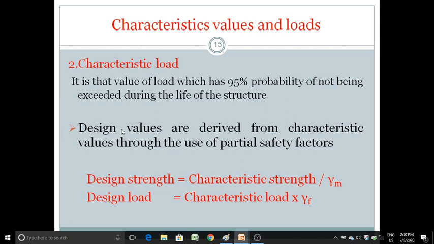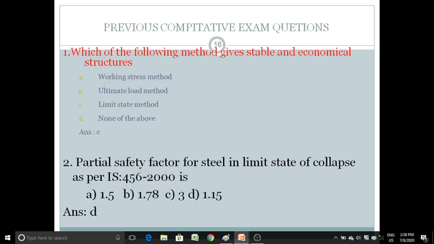Generally, these design values are derived from the characteristic values through the use of partial safety factors. That means the design strength of a material is the characteristic strength divided by the partial factor of safety of the material, and the design load is equal to the characteristic load multiplied by the factor of safety of that particular load. So that's all about today's presentation, and we have some questions which were previously asked in various competitive examinations on today's topic.